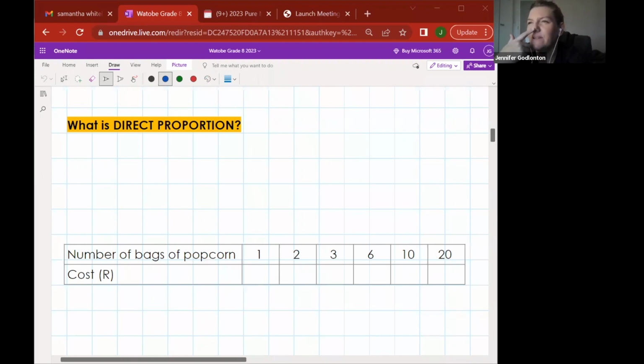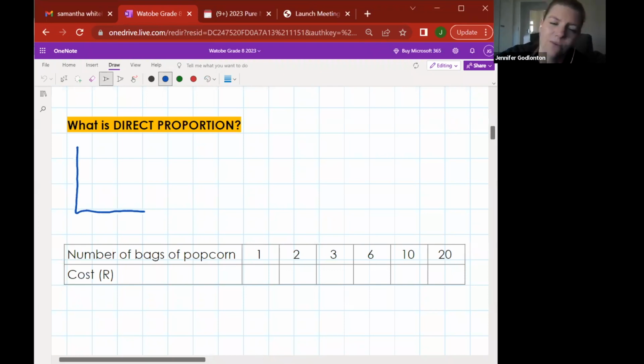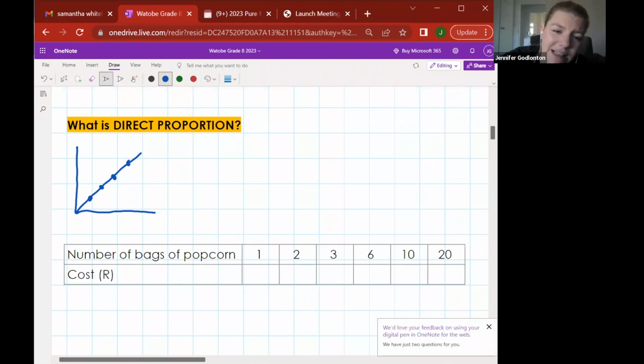Okay, yeah, we could definitely work with that kind of definition. Basically, when we're talking about direct proportion, it means that as the one increases, the other will also increase. So if we drew a little graph for direct proportion, it would literally look like this. It would be a nice straight line, because as this one is increasing, this one is also increasing.